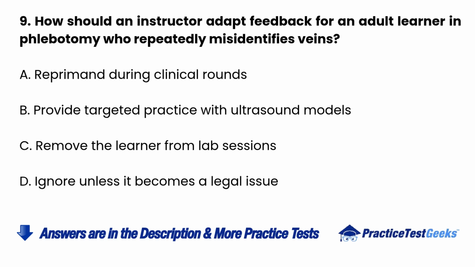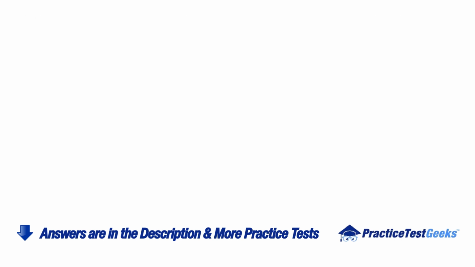9. How should an instructor adapt feedback for an adult learner in phlebotomy who repeatedly misidentifies veins? A. Reprimand during clinical rounds. B. Provide targeted practice with ultrasound models. C. Remove the learner from lab sessions. D. Ignore unless it becomes a legal issue.